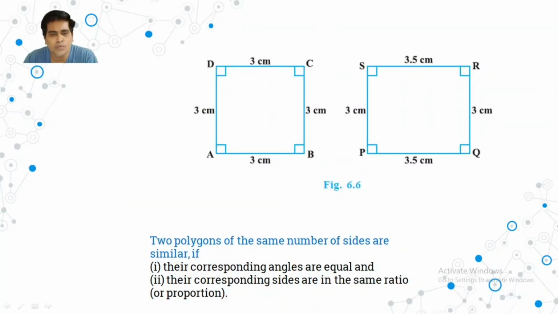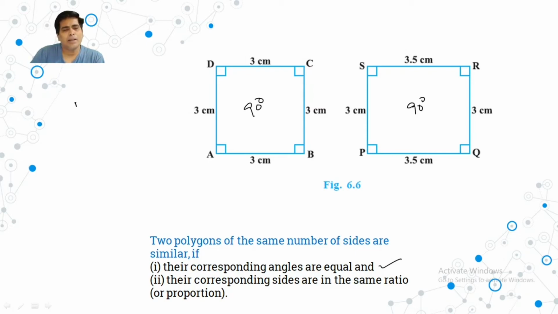Suppose we check these two figures. Suppose all angles are equal here. In the first figure, all angles are 90 degrees. In the second figure, also all angles are 90 degrees. Means it is obeying the first condition. What about the second condition? The sides should be in proportion.